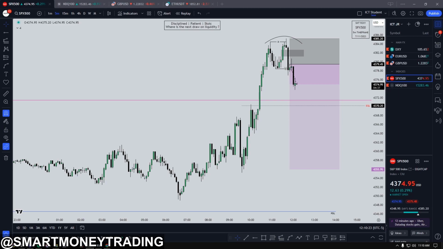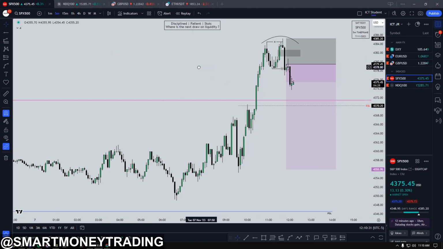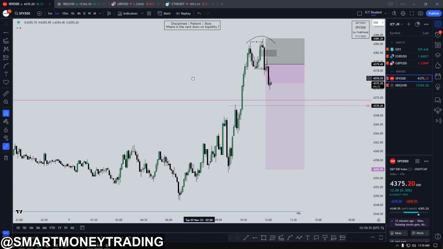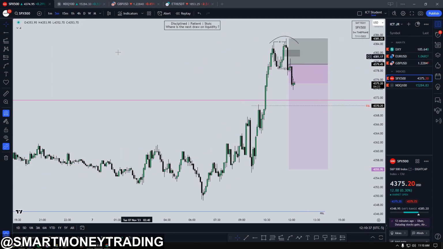All right, ladies and gentlemen, this is a trade we have taken here, currently live. I'll show you the execution or the P&L, whatever you want to call it. So here we took this trade. Main reason why was because we see a market maker sell model forming on the 15.